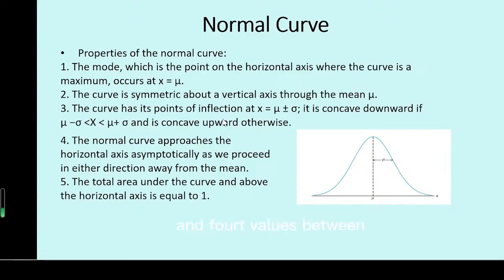And for values between mu minus sigma, from here, and mu plus sigma, in this range, the curve is concave downwards, or say convex upwards. And for the value range less than mu minus sigma and greater than mu plus sigma, for this area and this area, the curve is convex downwards, or concave upwards.